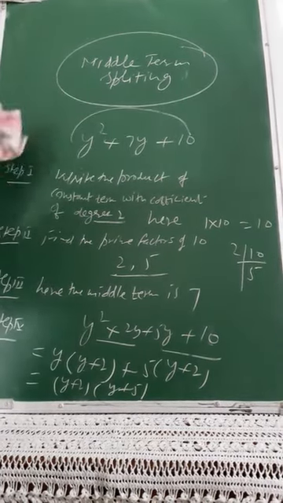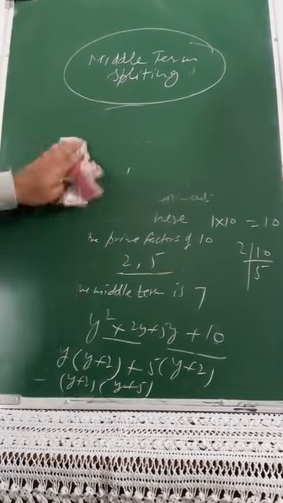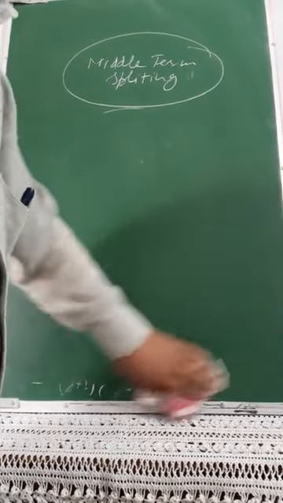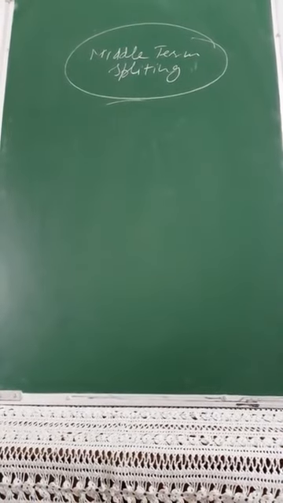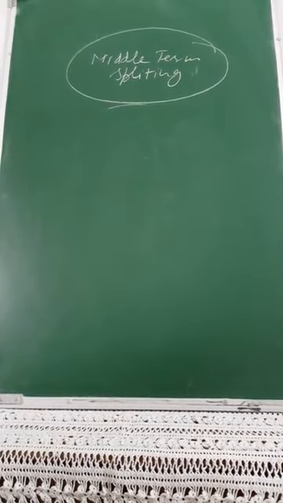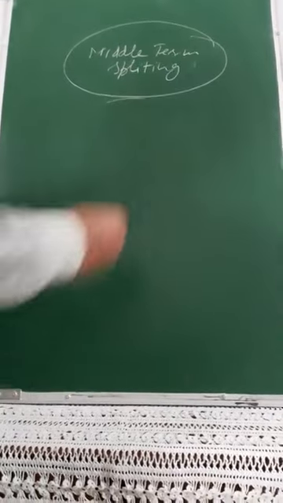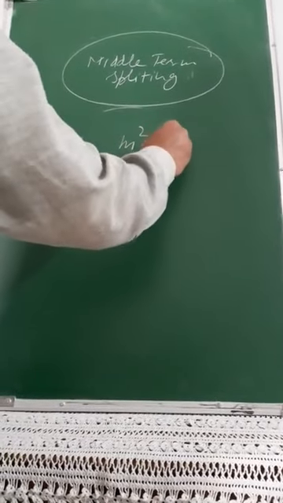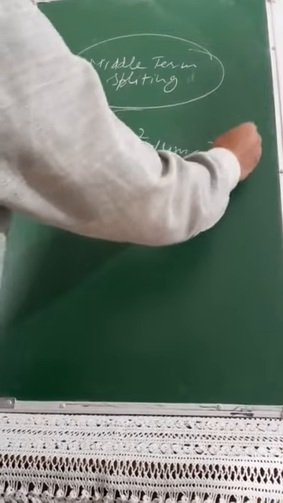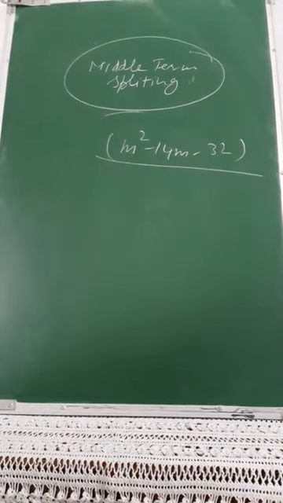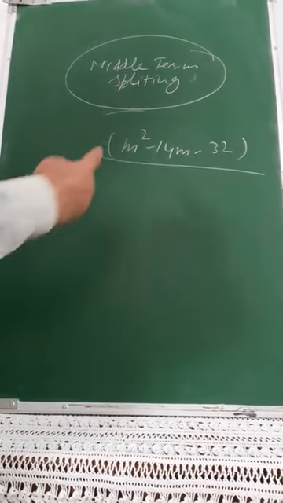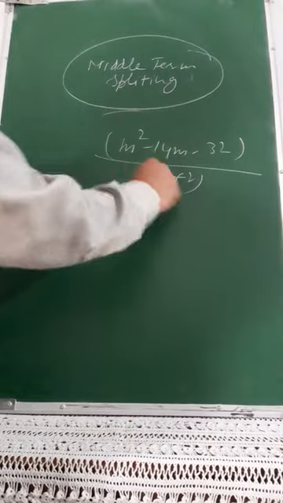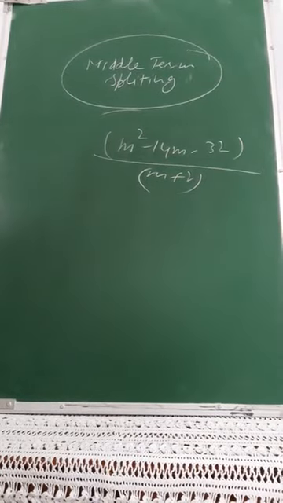Suppose I am sharing one more example with you, and that is the part of your exercise somewhere. And what is that is, like in next it is divide m square minus 14m minus 32, and you have to divide it by m plus 2.